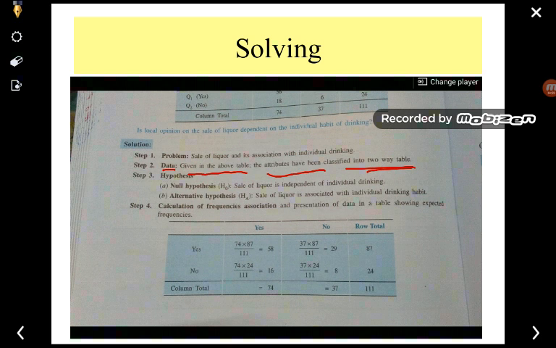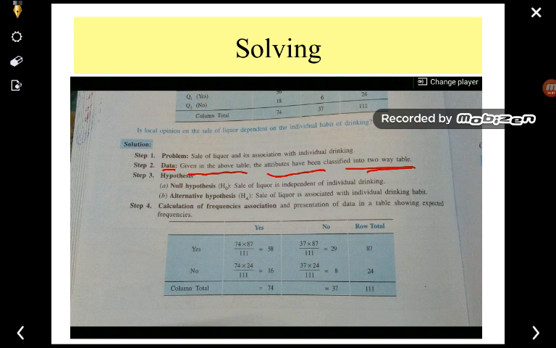And what does the alternate hypothesis say? That the sale of liquor is associated with the individual drinking habit. If there is no sale, there will be no drinking habit, and if there is a sale, there is a certain association between the sale of liquor and the drinking habit. And the null hypothesis says there is no relation between the drinking and the sale of liquor. These two hypotheses we have to put forward and assume, and then we are going to calculate how the sale of liquor is associated with the individual drinking habits.